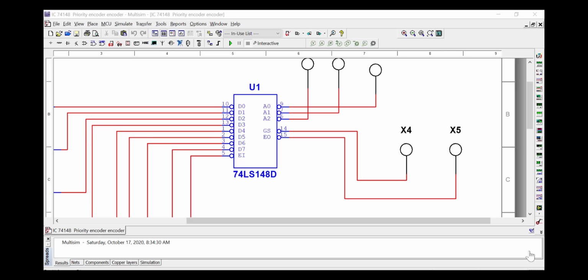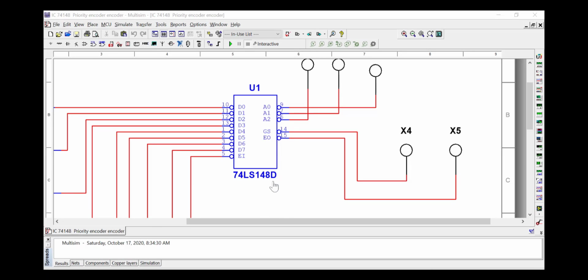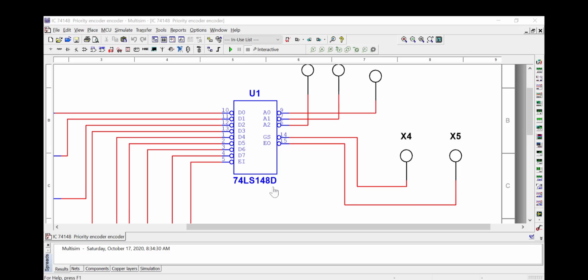Now let us simulate the priority encoder, an 8 input priority encoder. If you look at here, this is your IC 74148, which is an 8 to 3 encoder. That means it can convert octal numbers to the binary equivalent number. At the same time, it also acts as a priority encoder. So my D0 to D7 are my octal numbers, or 8 inputs, and this is the enable for the circuit.